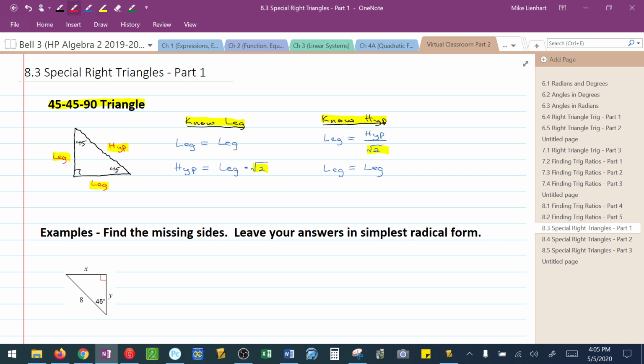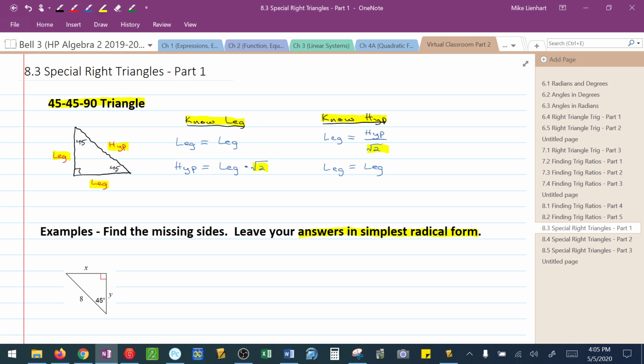Now, in order to do these things, another thing that we have to keep in mind is that answers should always be in what is known as simplest radical form. That means we're going to have to rationalize if we have a square root in the denominator. Do not just change these to decimals. Okay? All right, so here we go.